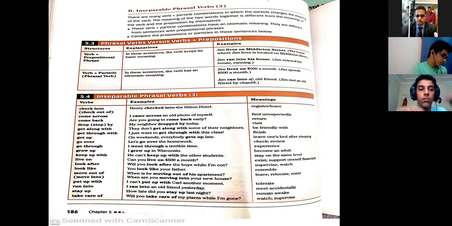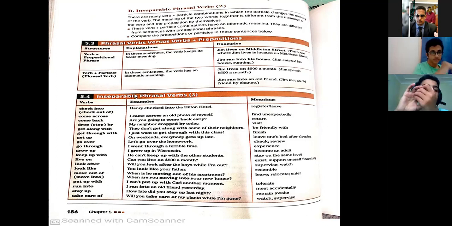Ran into, the second example. Jim ran into his house. Jim entered his house running. In the first one, it means enter. But in the second example, what does it mean? Jim ran into an old friend. Jim met an old friend by chance. So we are required to know the meaning of the verb plus the particle. As we said, if we change the particle, the meaning would be changed completely.